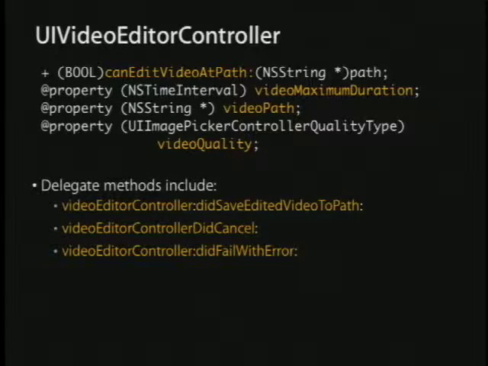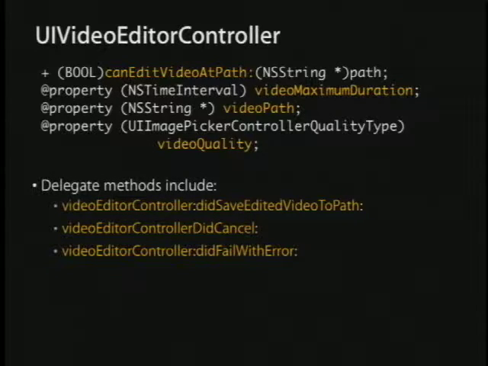Here are your APIs. So you can ask the video controller if it can edit a video at path, right? So let's say you have some video, and maybe there's some formats it can't support. I'm not sure why this would return no. But you can ask the video editor if it's able to edit a video. Then you can instantiate one. And it's just a subclass of UI view controller. So you can push it on to your stack just like any other view controller.